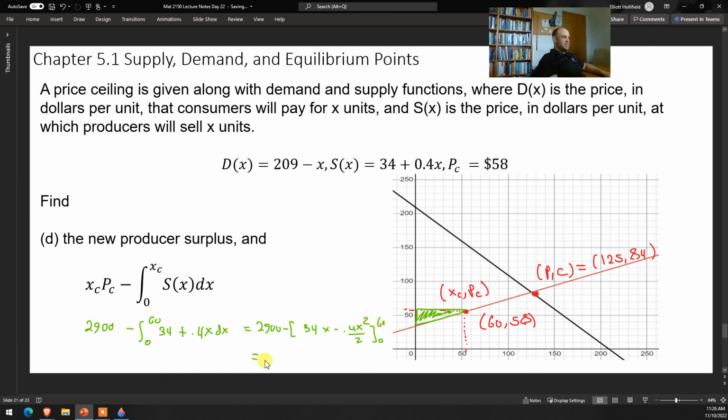Now we can plug in 60. $2,900 minus 34 times 60 minus, with a minus becomes plus, 0.4 times 60 squared divided by 2. And here I got 1,580.